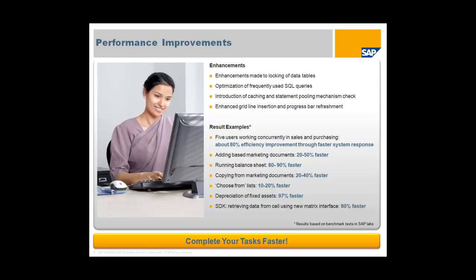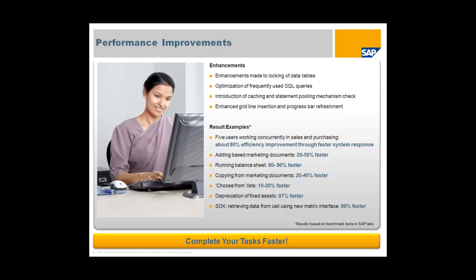Some testing that we've done based on some benchmark tests done in the SAP labs. 5 users working concurrently in sales and purchasing saw about an 80% efficiency improvement as a result of the faster system response. Adding marketing documents 20 to 50% faster, running the balance sheet 80 to 90% faster, copying from marketing documents, copying from a quotation to a sales order to a delivery note, delivery to an accounts receivable invoice, 20 to 40% faster. Depreciation of fixed assets, 97% faster.